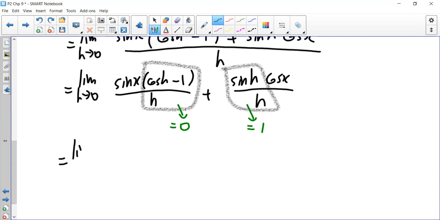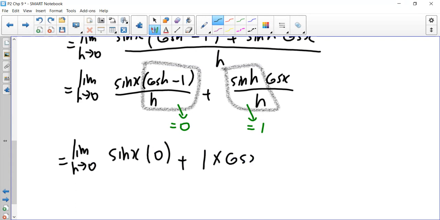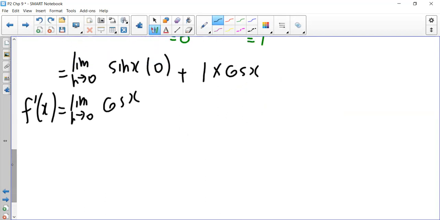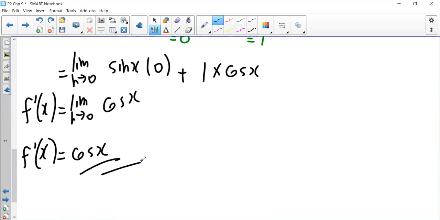Therefore, I rewrite that as the limit as h tends to 0 of sine x times 0 plus 1 times cos x. We know sine x times 0 is 0. And 1 times cos x is cos x. And we write the left hand side. Now the limit actually does nothing here because there's no more h. The limit tells you to replace h with 0, but if the expression has no h, then there's no point for the limit, right? So then you can rewrite f dash x equals cos x. And that's the 4 marks for the question. That's a 5-mark question usually.